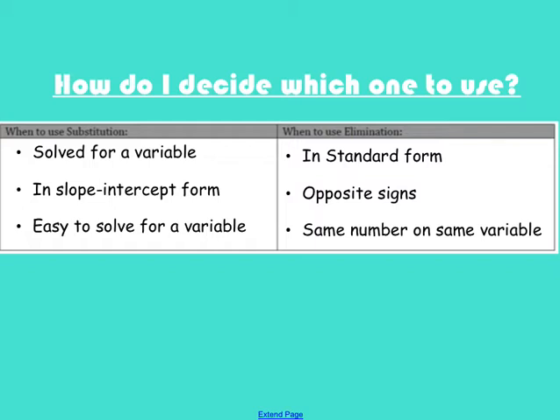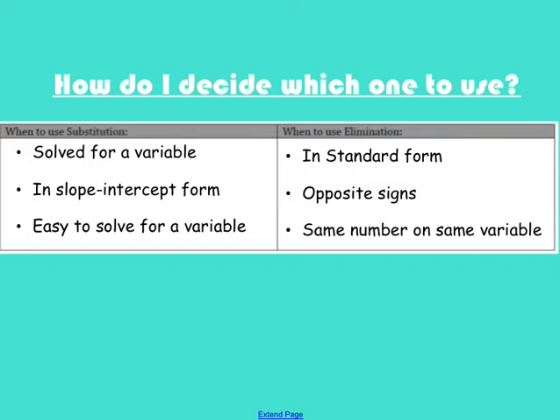So when is it best to use substitution? Well, if it's solved for a variable, if it's in slope-intercept form, or if it's very easy to solve for a variable, like maybe one letter has a coefficient of 1. It's pretty easy to solve for that letter because all you have to do is subtract something over to the other side.